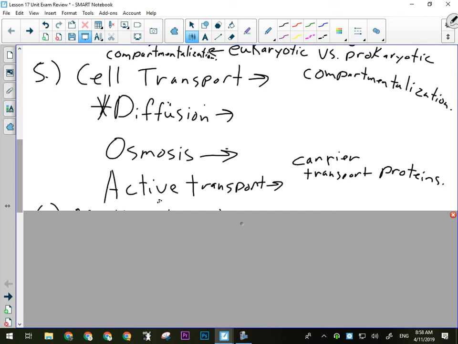Those would be keywords I would be looking for in a question about active transport. It would talk about energy being used to move stuff, or maybe the question would say, what cell transport process is involved when a cell needs to make the concentration of something inside greater than outside? The only one that can do that is active transport. It uses energy, it uses carrier proteins. You would explain all of that stuff. Everybody follow?